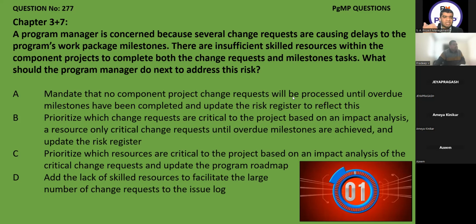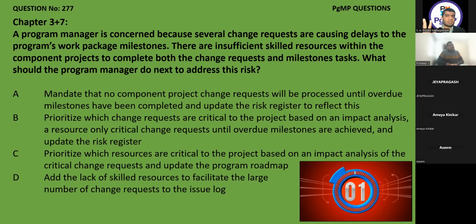Okay, this is a natural thing. The program manager cannot stop the change requests, so A is not possible. B, prioritize which change requests are critical to the project based on an impact analysis, resource only critical change requests until overdue milestones are achieved, and update the risk register. This can be the option because it gives me the keyword of prioritization, how I handle the risk, how I handle the disputes, and ultimately you have to update the risk register. This is the option. The last step is very important. And another thing is that whenever you read the questions, these long questions will come around 10%.